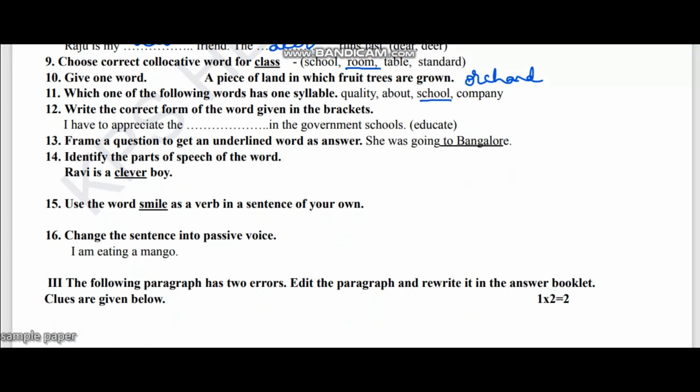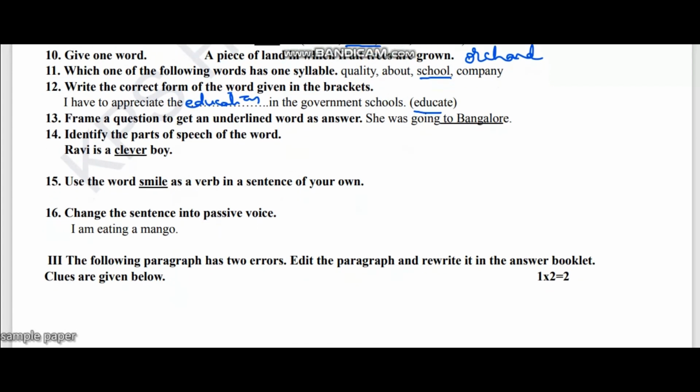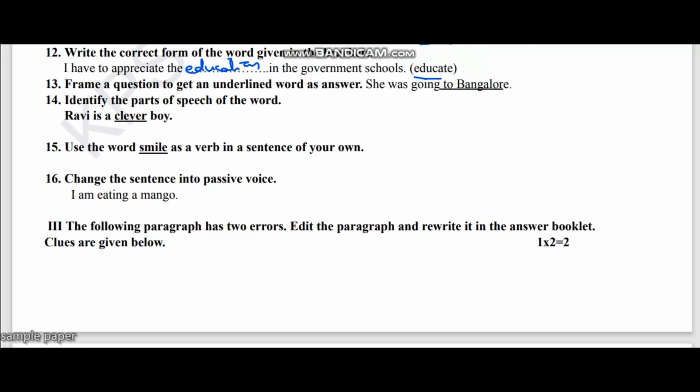Number 12, write the correct form of the word given in the brackets. I have to appreciate the dash in the government schools. The correct form of educate here is education in the government schools. Number 13, frame a question to get an underlined word as answer. She was going to Bangalore. So how do we frame the question? Where was she going?